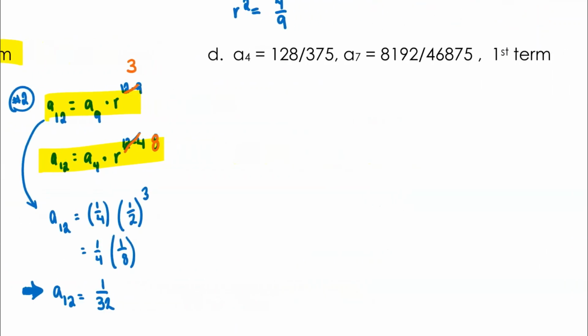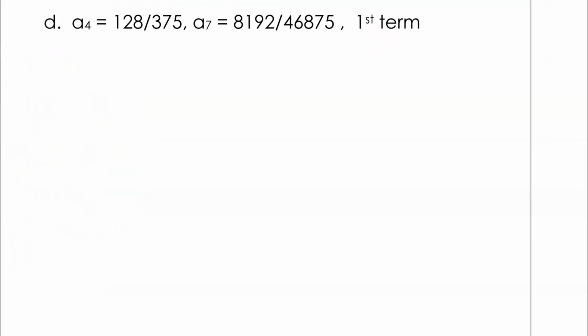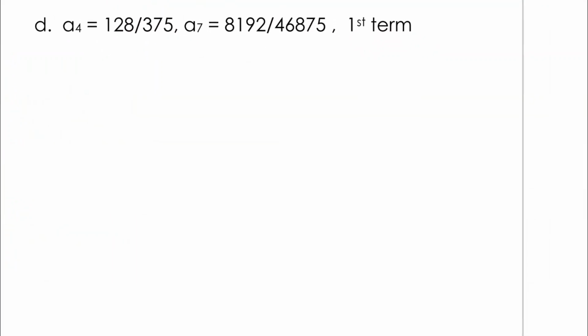Okay, looking at the last example here, we've got a sub 4 is equal to 128 over 375. A sub 7 is 8192 over 46,875. Wow, these are big numbers. And then they're asking us to find the first term here. So step number 1, a sub 7 is going to equal a sub 4 times r to the 7 minus 4, which of course is going to be r cubed.